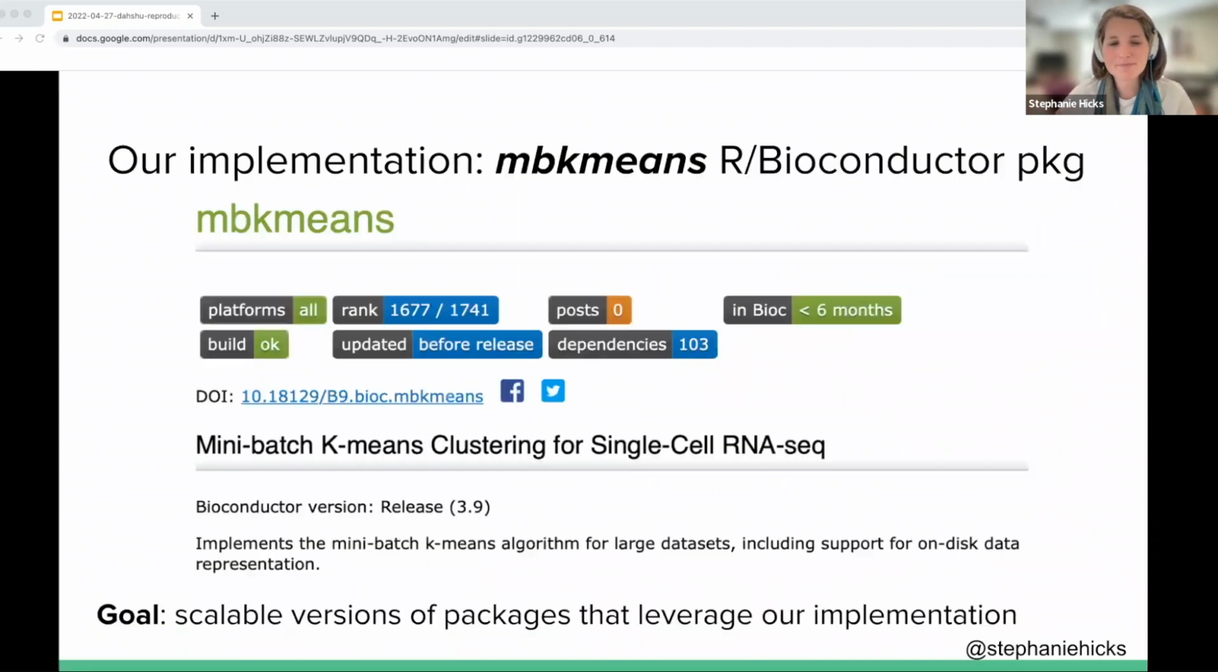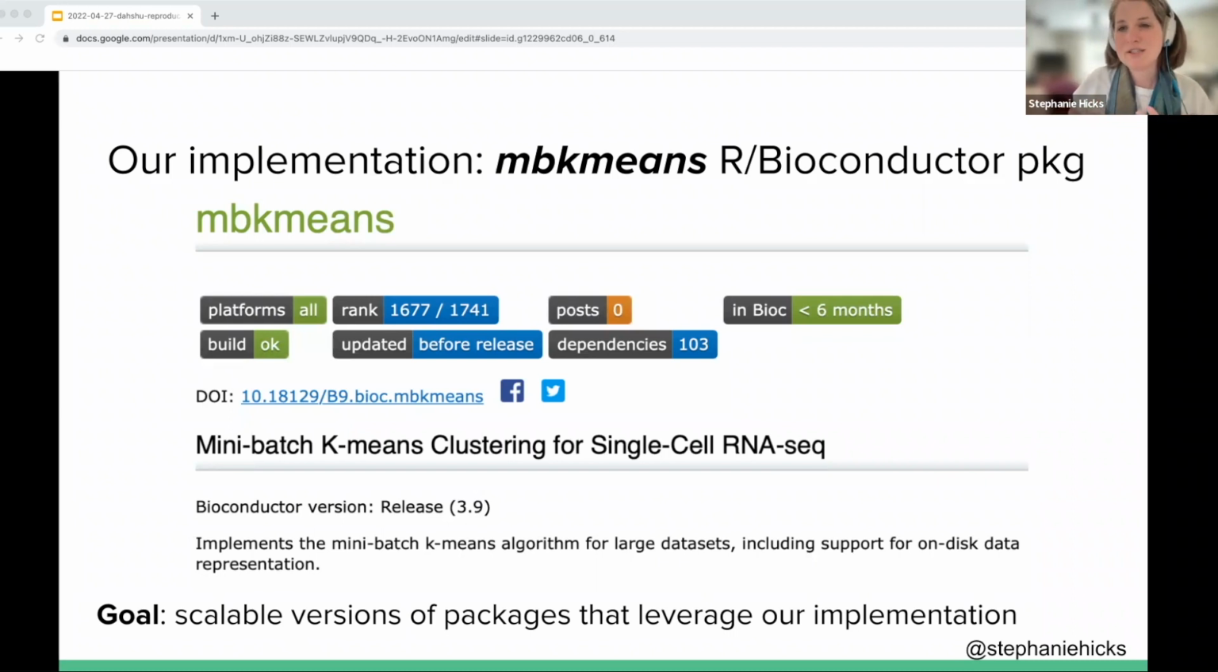So we set out to implement our own version within the R Bioconductor community, and we called it mbkmeans. The input can be any matrix-like object, could be in memory, could be a delayed matrix, an HDF5 matrix, it could be a sparse matrix, and so forth. And the idea here is just for us to be able to provide a package that enables scalable versions of k-means. And so if you are working with k-means in any form, you could simply replace k-means with mbkmeans, and you're off and running in terms of a scalable version of k-means.